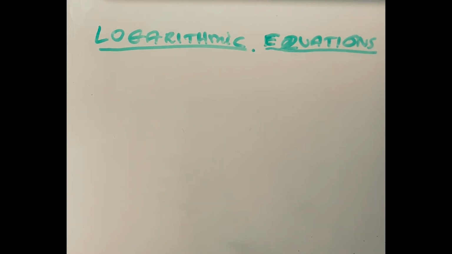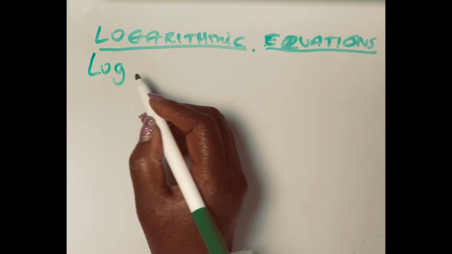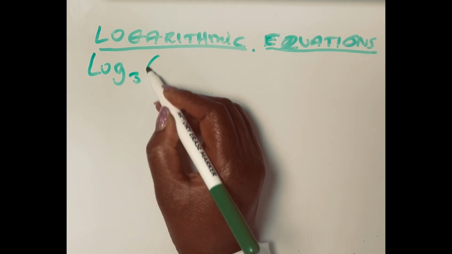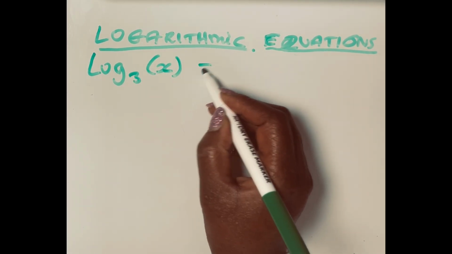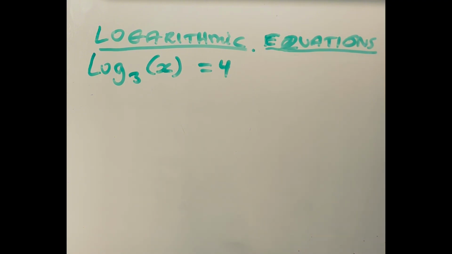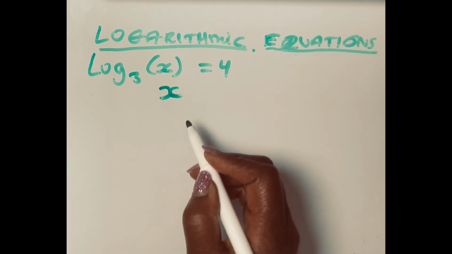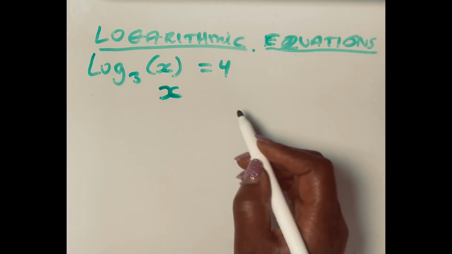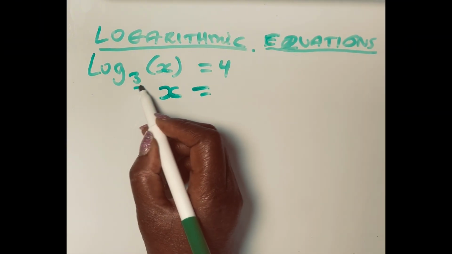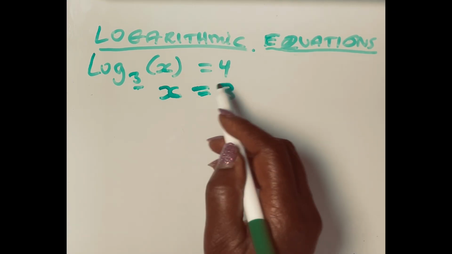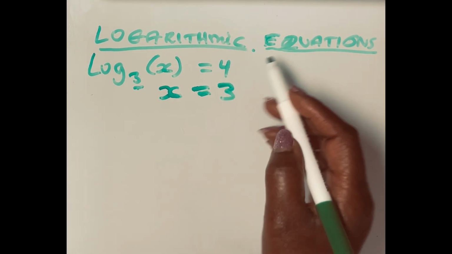Okay, the first example we are going to solve is log base 3 of x is equal to 4. We want to rewrite this expression in exponential form. We write x, then the base. The base is 3, and then this number is actually the exponent.